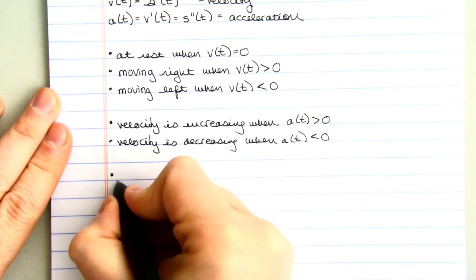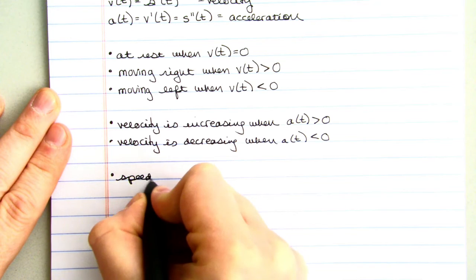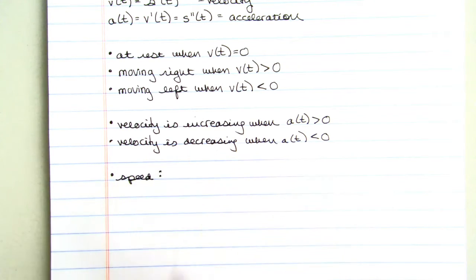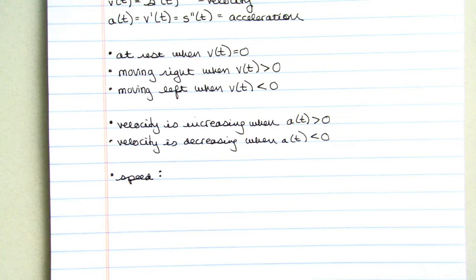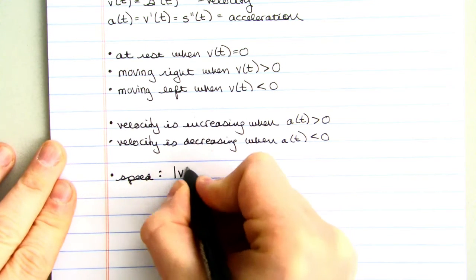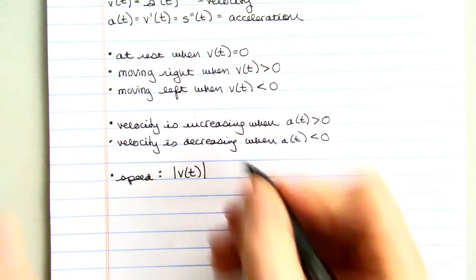Speed. Speed is like velocity, but without the direction. Our directions are either just positive or negative, left, right. How do we take the velocity and just ignore the sign? We're going to take the absolute value. Speed is the absolute value of velocity.